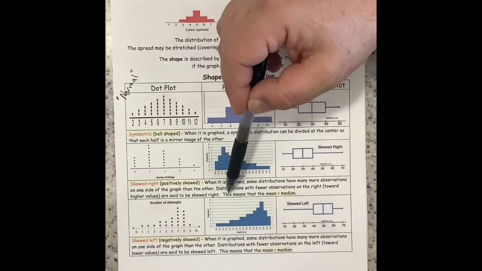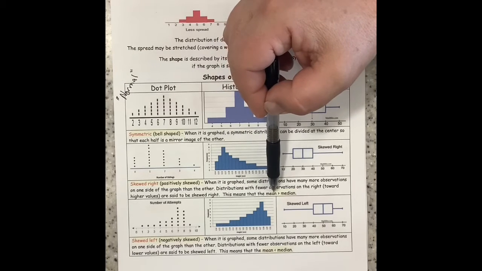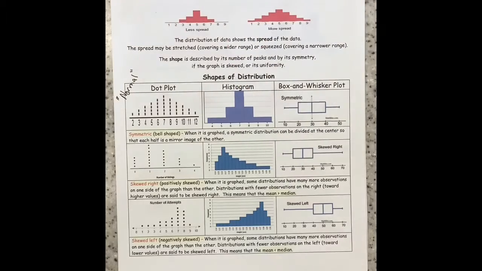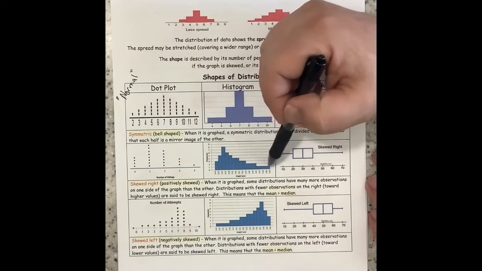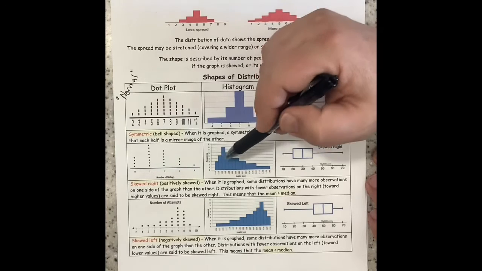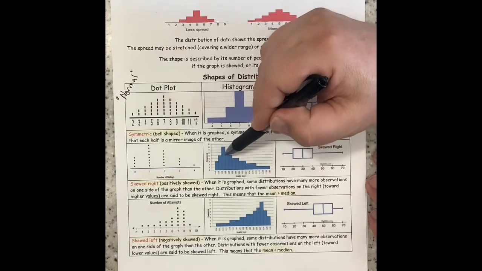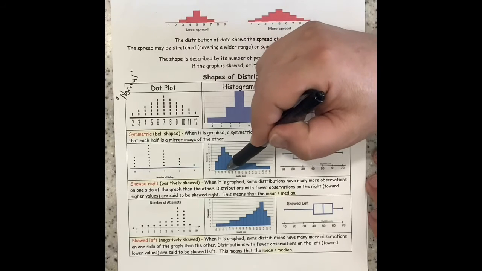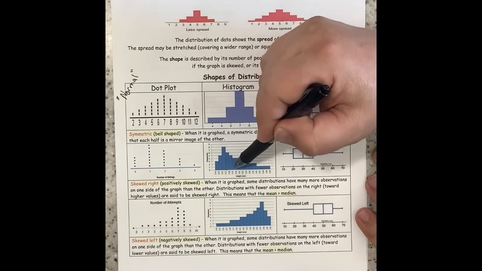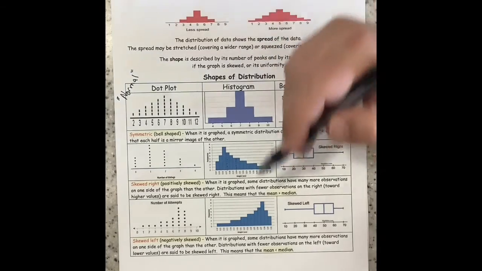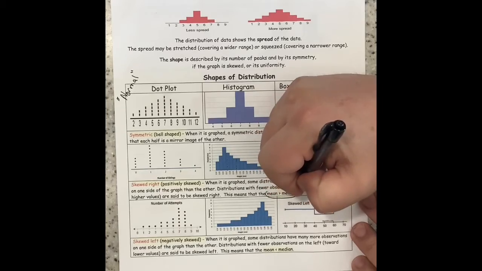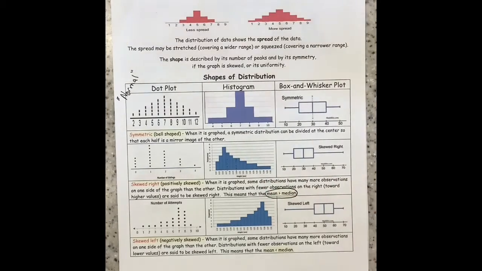This is really big though. This means that the mean is greater than the median. These data points up here are going to pull your mean this way, and your median, the middle of your data, is somewhere back here. So that's where your median is going to be. Your mean is going to be greater than the median. That's a really big idea. Make sure you understand that before you get to your quiz tomorrow.